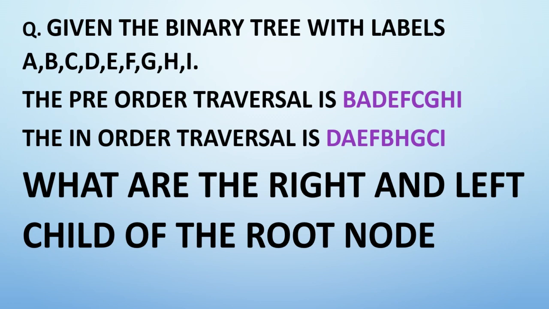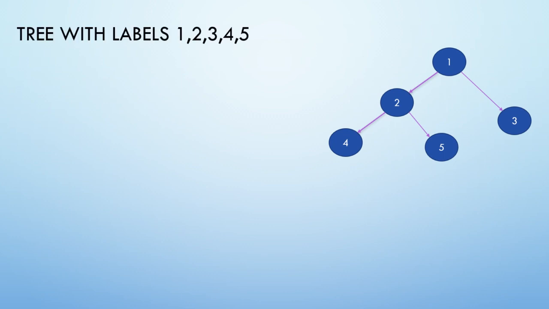So before we can get started with this problem, we need to understand a few basic things. So what are the few basic things that we need to know? First of all, we need to understand the different tree traversals such as in-order, pre-order and post-order. For that, I have taken this example.